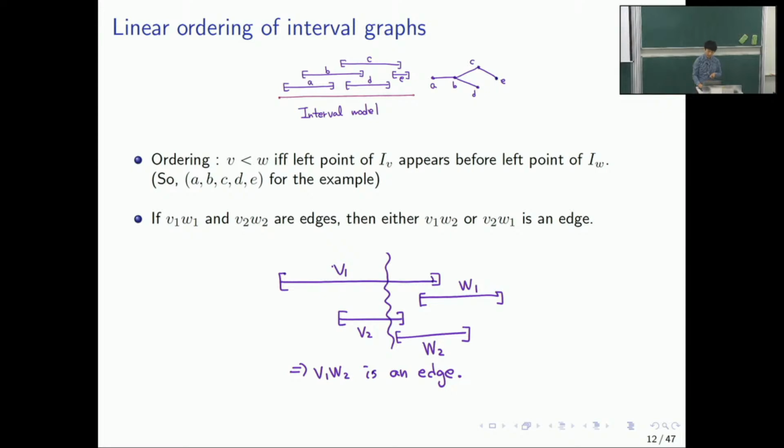So I didn't define the linear Mim-width yet, but it says that this specific type of branch decomposition has width 1. So interval graphs have linear Mim-width 1.